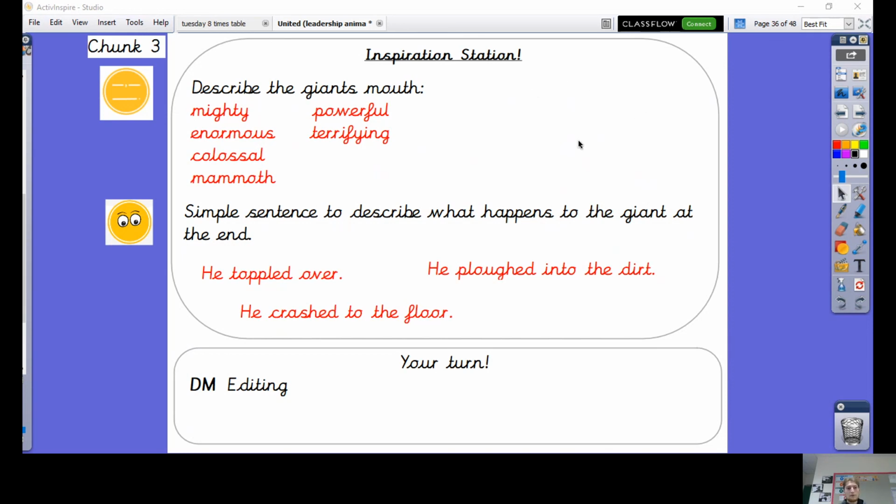So once you finish writing that final chunk, it would be amazing if some of you, or if all of you, could video yourselves reading your whole story out and put it on Dojo, because me and Miss Kitchen would love to see some of those. So after you've finished writing your final chunk, edit it and film yourself reading it, put it on Dojo, and then hopefully we could do some sharing of them at some point.